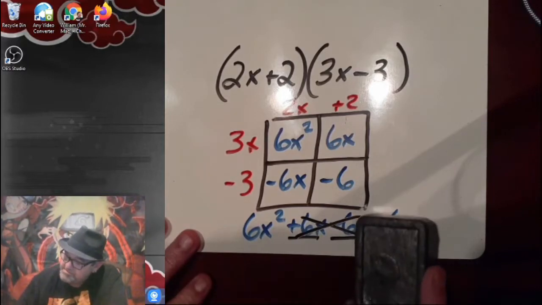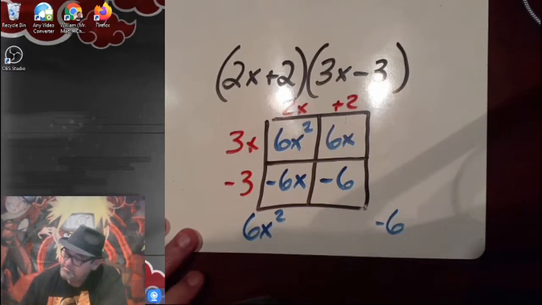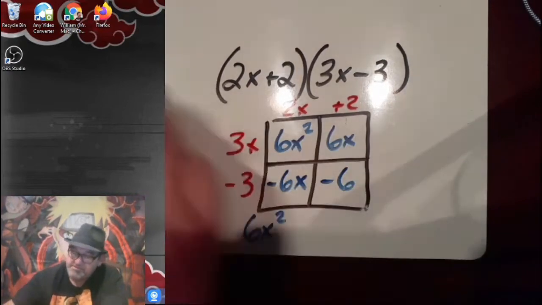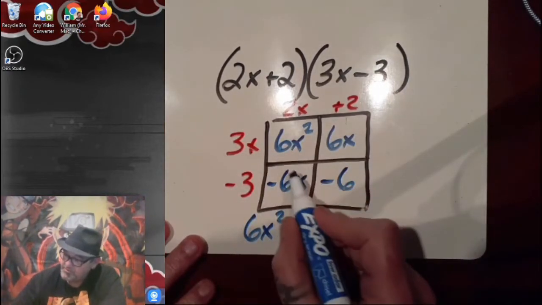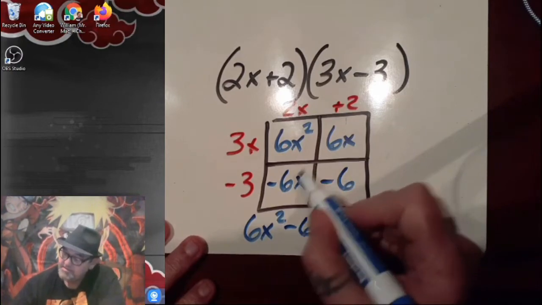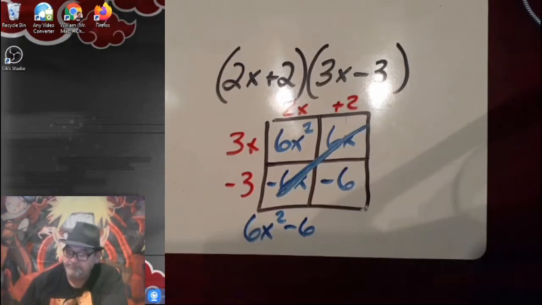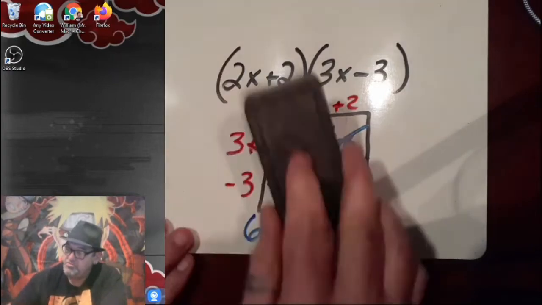So my final answer is going to be, get rid of those, and it's just going to be this 6x squared and this minus 6, because these guys here canceled out. Okay, let's do one more.